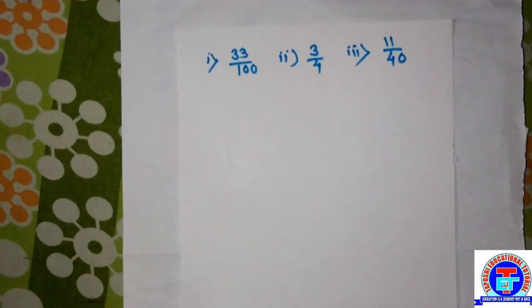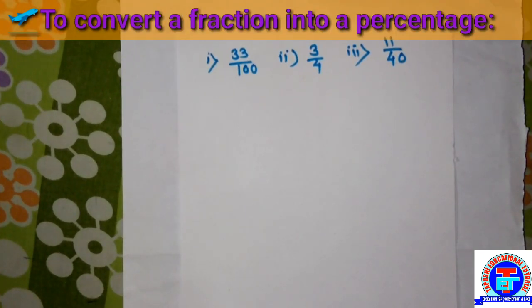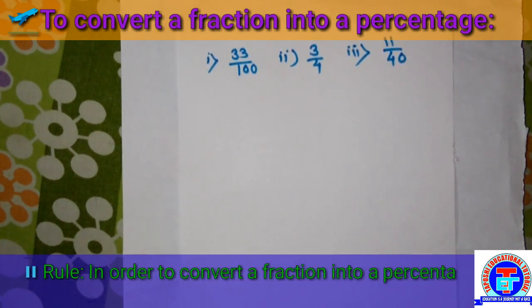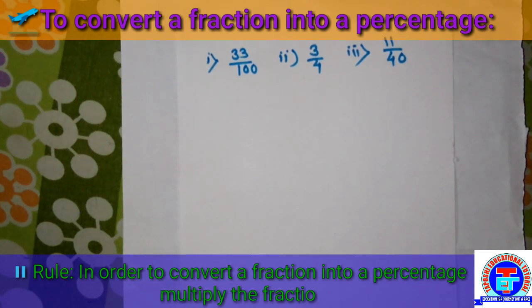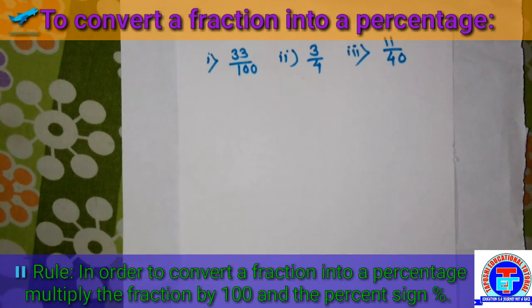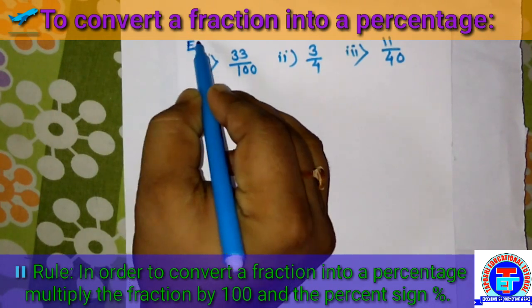Hello, my dear student. Here I explain how to convert a fraction into a percentage. So what rule do we follow here? In order to convert a fraction into a percentage, multiply the fraction by 100 and put the percentage sign. So example number 1: convert each of the following fractions into a percentage.